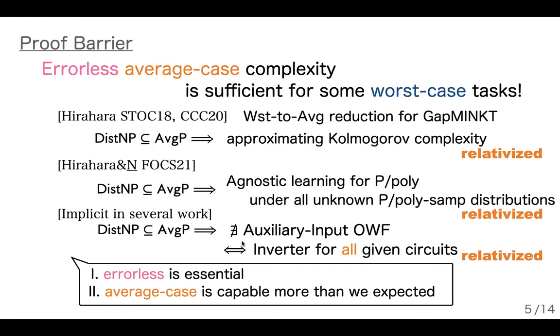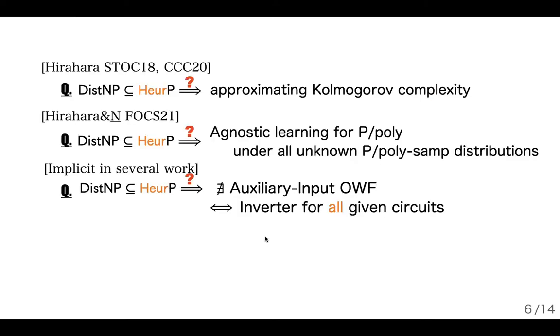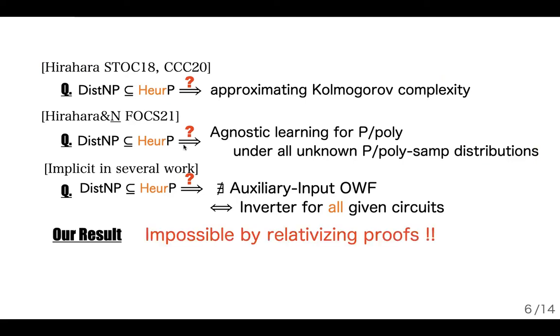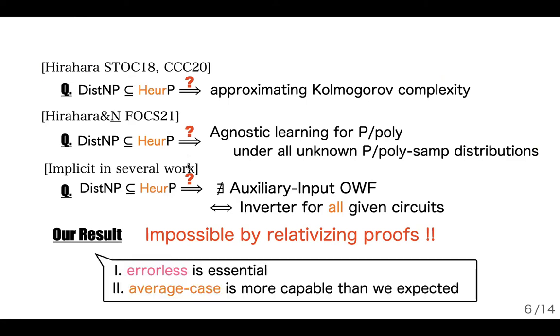So which is correct? If the second opinion is correct, then we should be able to extend it to the error-prone setting. But our result also shows that this is impossible by relativizing proofs. So we identify that, as in the previous work, the errorless part is really essential.